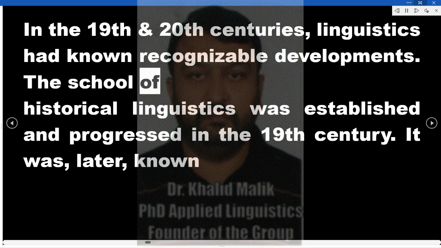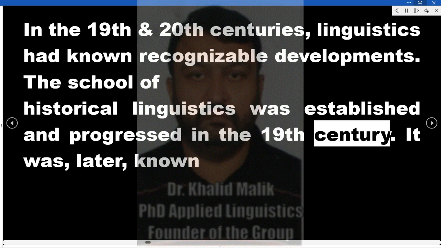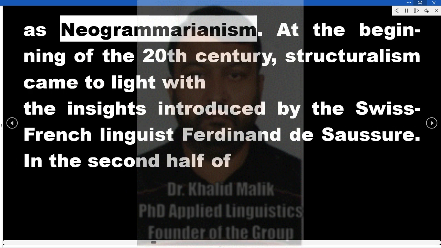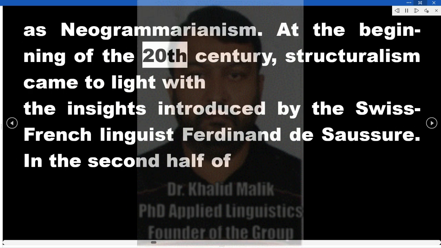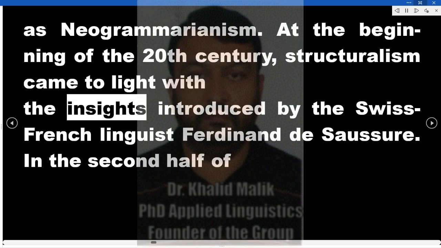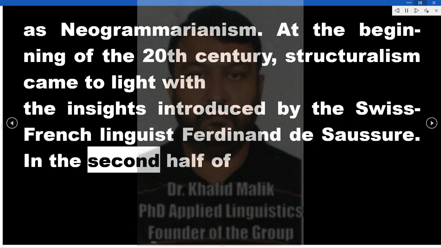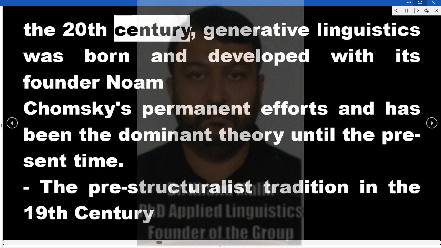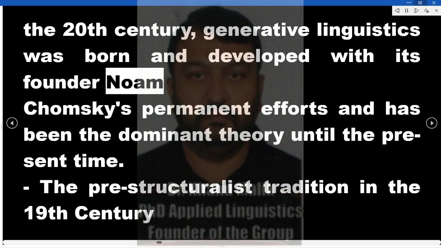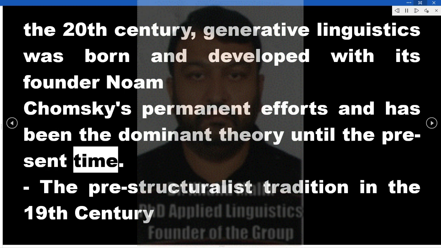The school of historical linguistics was established and progressed in the 19th century. It was, later, known as neo-grammarianism. At the beginning of the 20th century, structuralism came to light with the insights introduced by the Swiss-French linguist Ferdinand de Saussure. In the second half of the 20th century, generative linguistics was born and developed with its founder Noam Chomsky's permanent efforts and has been the dominant theory until the present time.